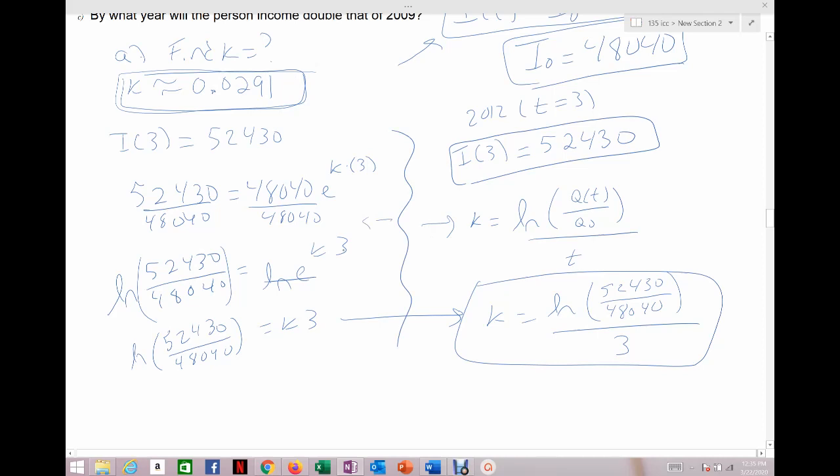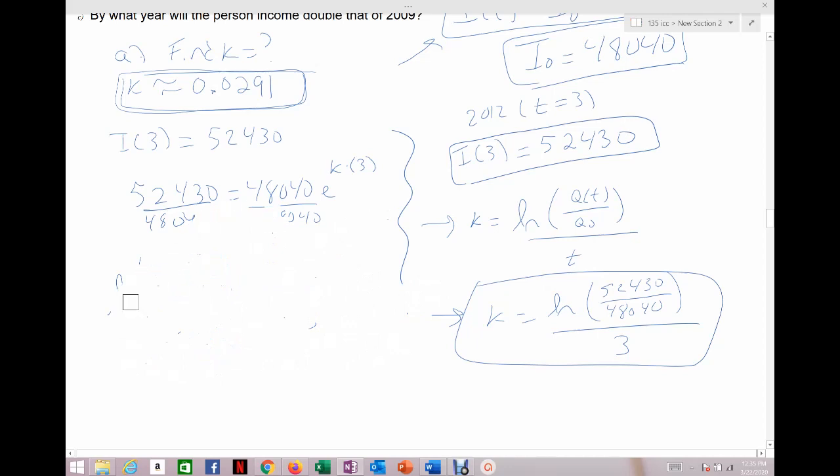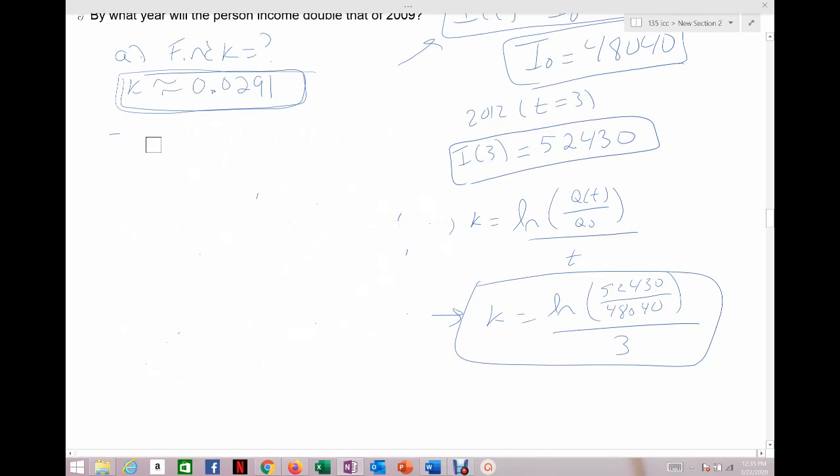Alright, so once we've done that, now we found our k, and so I've got my equation, and now I just have to write it in the equation format, and once I've got my equation, I can do the rest of the problem, once I found k. Alright, so give me a second. I'll erase this and give myself more room to work.